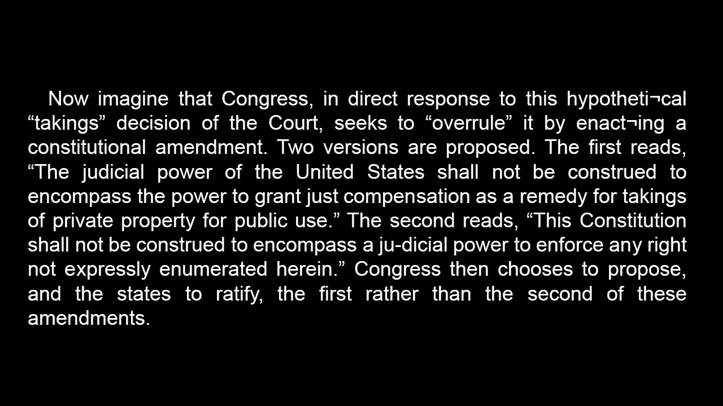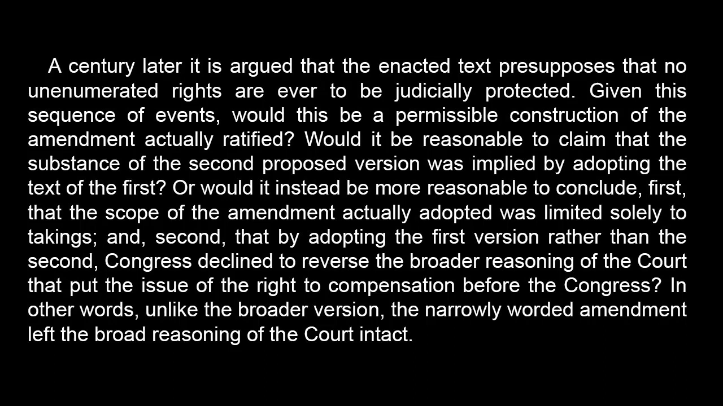A century later, it is argued that the enacted text presupposes that no unenumerated rights are ever to be judicially protected. Given this sequence of events, would this be a permissible construction of the amendment actually ratified? Would it be reasonable to claim that the substance of the second proposed version was implied by adopting the text of the first? Or would it instead be more reasonable to conclude, first, that the scope of the amendment actually adopted was limited solely to takings, and second, that by adopting the first version rather than the second, Congress declined to reverse the broader reasoning of the court that put the issue of the right to compensation before the Congress? In other words, unlike the broader version, the narrowly worded amendment left the broad reasoning of the court intact. Why Congress might have chosen the narrow amendment may be unknowable.